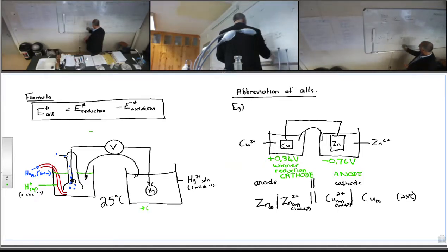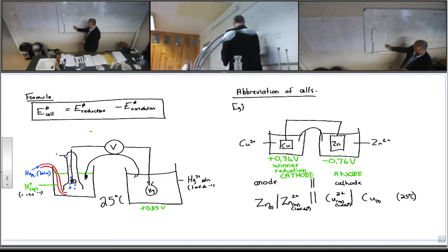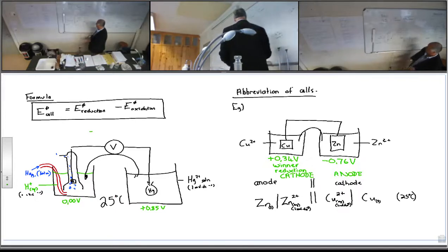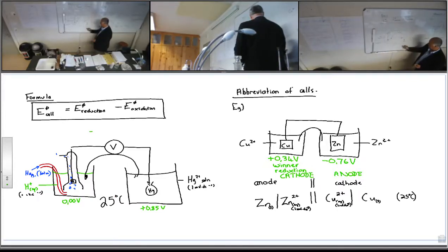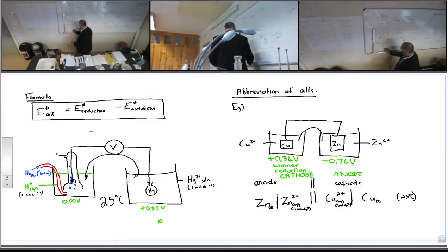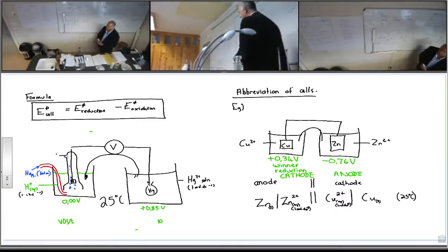Plus 0.85 volts. Hydrogen, 0.00 volts. So which one's the winner? This is your winner. This is reduction. It's going to get the electrons, it's going to gain the electrons. And this is therefore your cathode. And this one is therefore your anode. Right, so now you know which is the cathode, which is the anode.